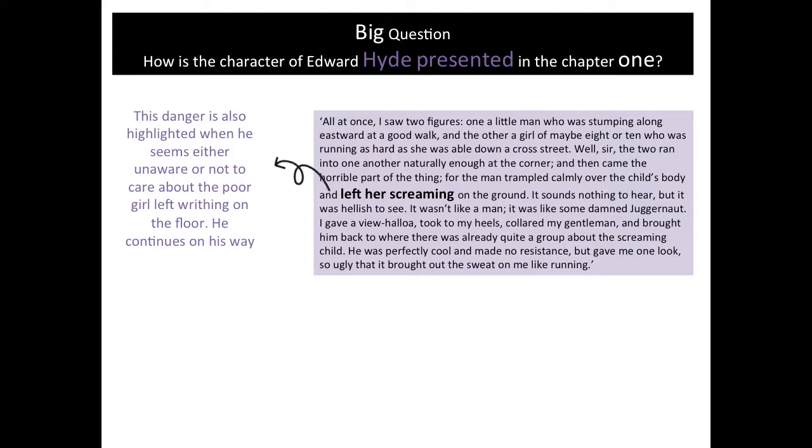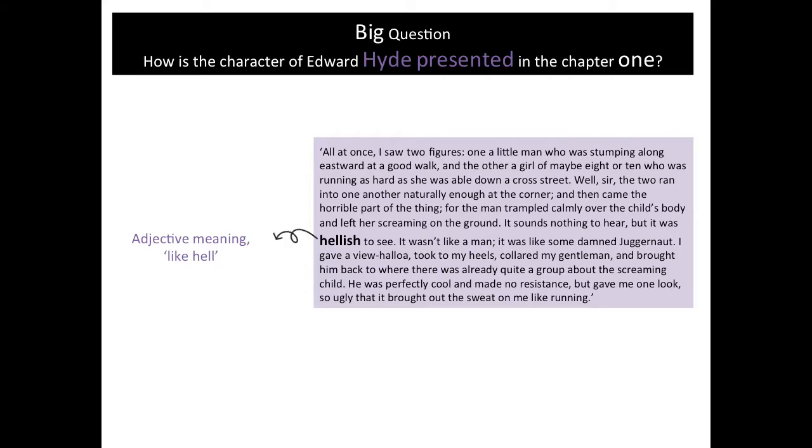The fact that he then left her screaming suggests to me that he doesn't even realise what he's done. He's so unaware of other things that are going on, even to have somebody under him screaming, and he's still completely unaware of it, he just carries on. But for others that's hellish to see, so that adjective just means it's like being in hell because it's so awful.